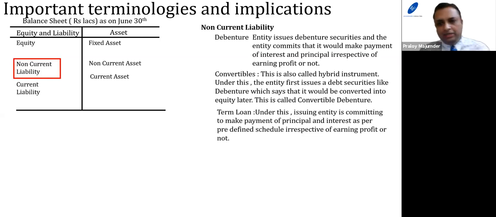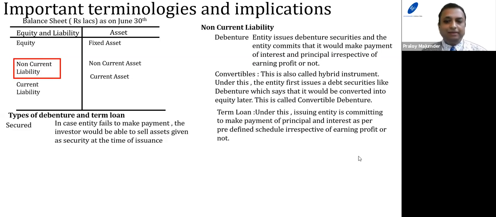Term loan, under this, the issuing entity is committing to make a payment of principal and interest as per the predefined schedule, whether it is actually earning profit or not. Now, when you talk about the term loan and debenture, what are the types? First is the secured. When a company is issuing a debenture, it can be a secured debenture or an unsecured debenture. Or when it is raising a term loan, it can be a secured term loan or an unsecured term loan. What is the meaning of secured debenture or secured term loan? In case the company fails to make the payment, the lender can take the asset, sell it off and recover the money. That is called secured debenture.